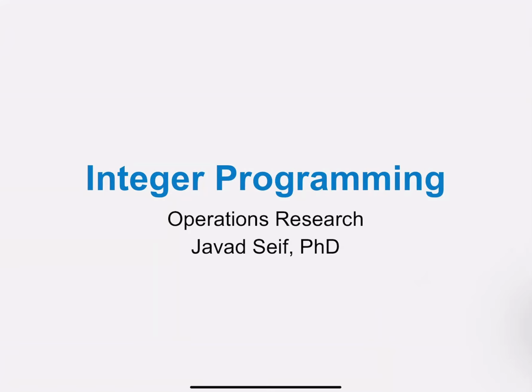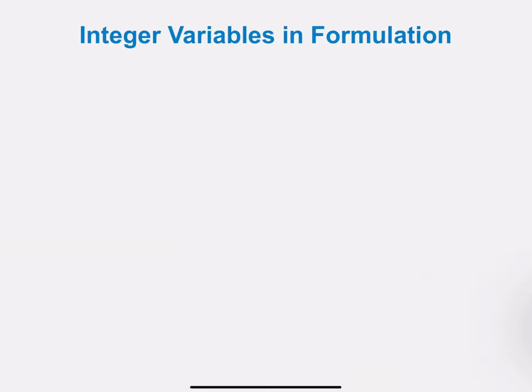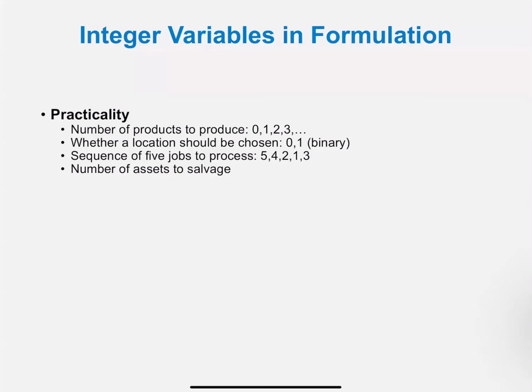So integer programming, as we talked about different types of problems, classes of problems, is a class of optimization problems where the variables are integer. But why do we need integer variables in our formulations? Because in reality, a lot of things, number of products to produce, whether a location should be chosen 0 or 1, sequence of 5 jobs in a process, these are all integer values that our variables can take.